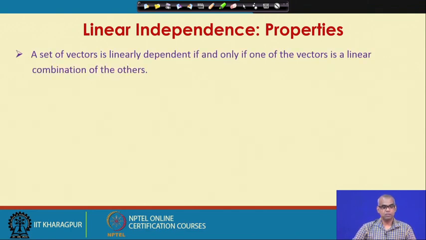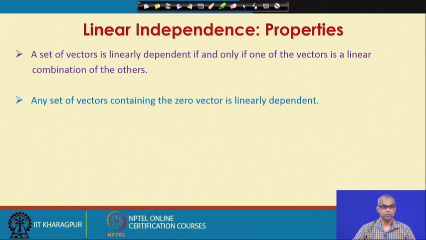A set of vectors is linearly dependent if and only if one of the vectors is a linear combination of the others. So, we are talking about some properties of linear independence. Any set of vectors containing the 0 vector is linearly dependent.